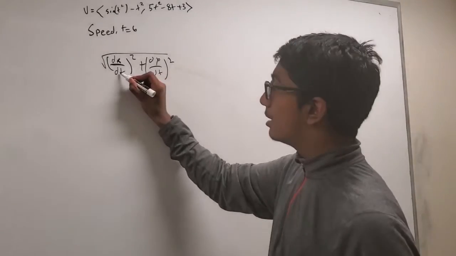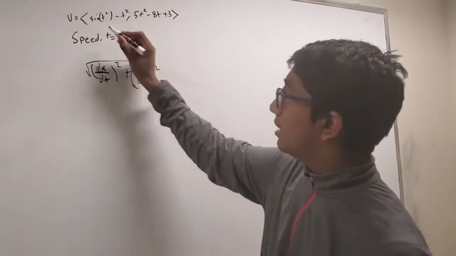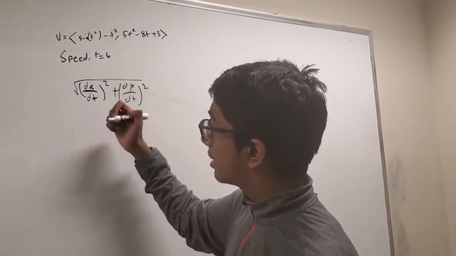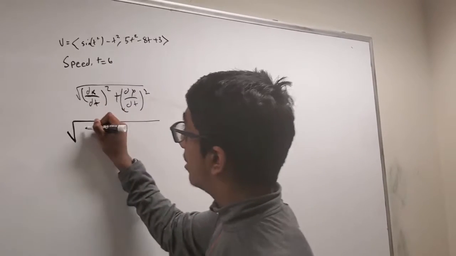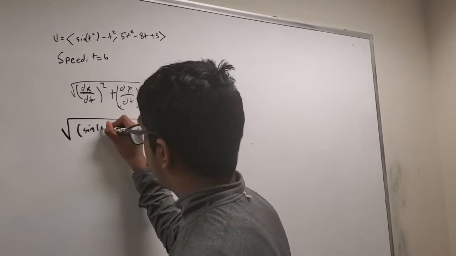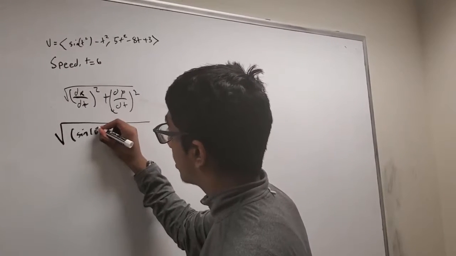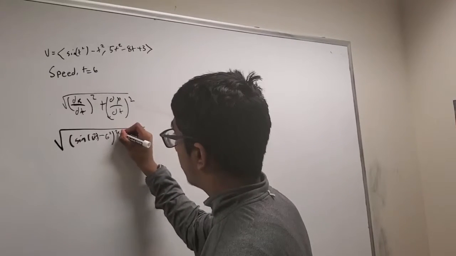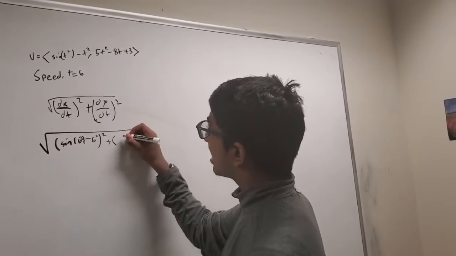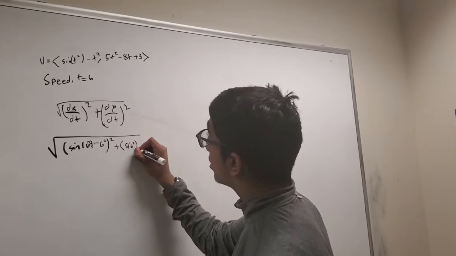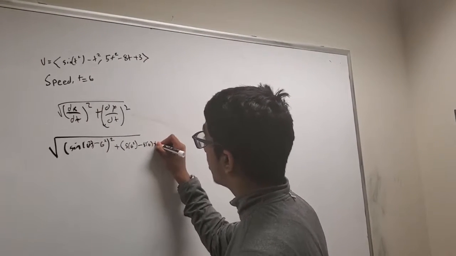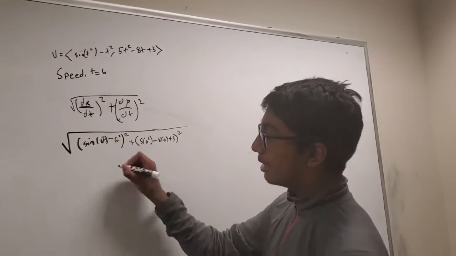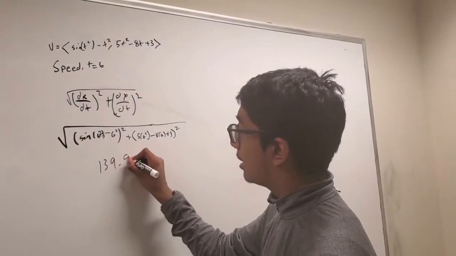Then we know dx dt and dy dt, which is given here in the velocity vector. So we can just plug those in and then plug in 6 for t. So we get the square root of sine of 6 squared, and then minus 6 squared, plus 5 times 6 squared minus 8 times 6 plus 3, squared. The square root of all that, and you plug it into your calculator, and you get 139.976.